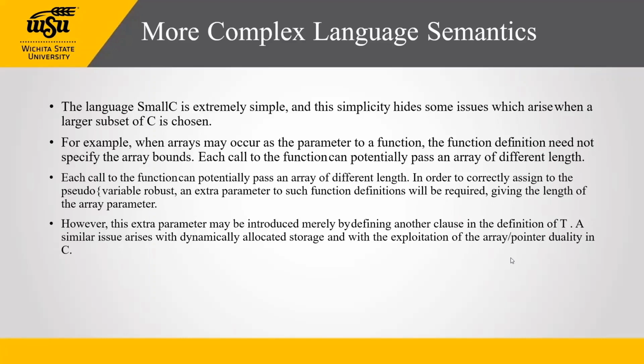We use different lengths in order to correctly assign to the pseudo variable robust. An extra parameter to such function definitions will be required, giving the length of the array parameter. Here we just assign some length to the array parameters. However, this extra parameter may be introduced merely by defining another class in the definition of the array. Similarly, issues arise with dynamically allocated storage and with the exploitation of the array pointer duality in C.